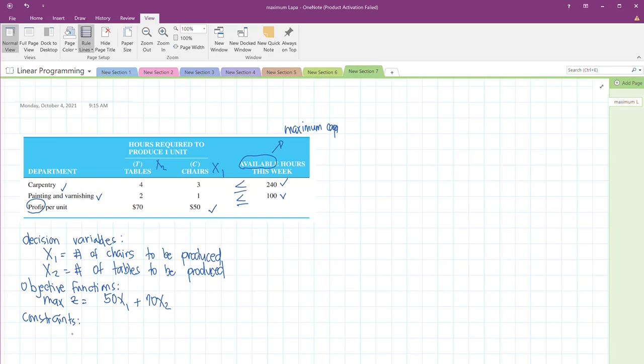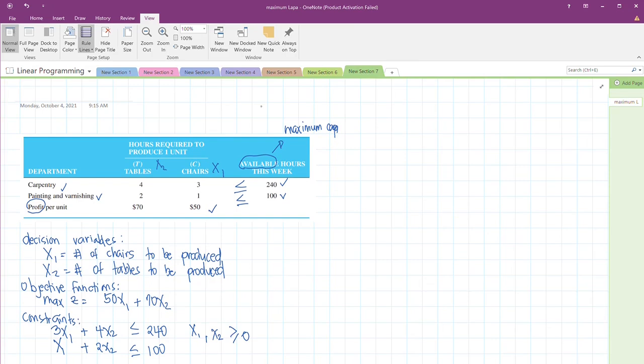Again, x1 is chair, so that will be 3x1 plus 4x2 less than or equal to 240. Like I said, that is the advantage of having a table, the formulation becomes easier. Next is painting and varnishing: x1 plus 2x2 less than or equal to 100. And of course, our non-negative constraint, x1 and x2 greater than or equal to 0.